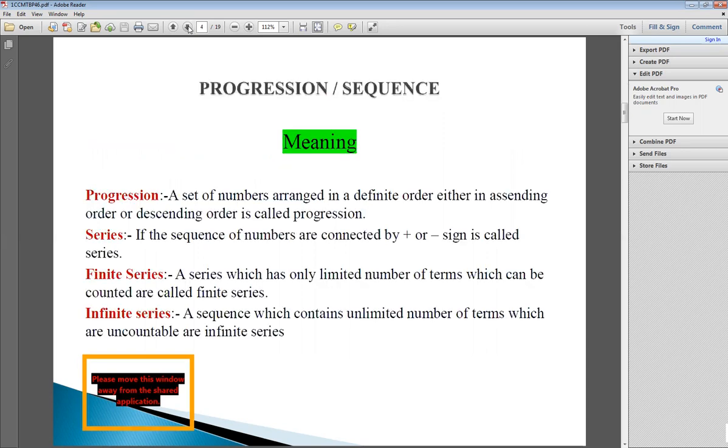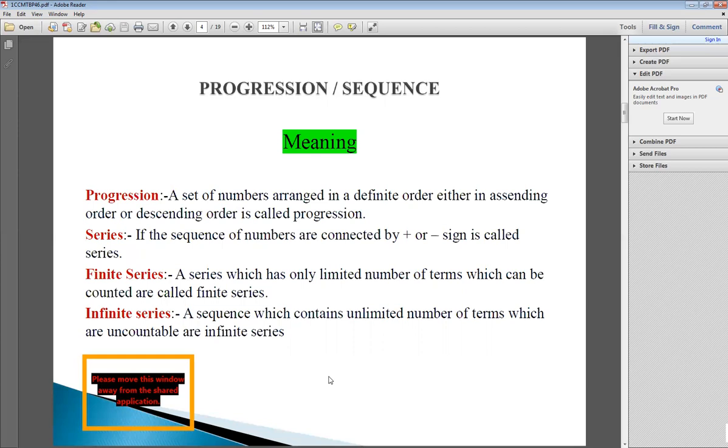So we know what we mean by progression, what a sequence is. Progression is nothing but a set of numbers arranged in a definite order, either in ascending order or descending order. Proper order means the arrangement of numbers either from the lowest to the highest or from the highest to the lowest, ascending or descending order, and that is called progression.